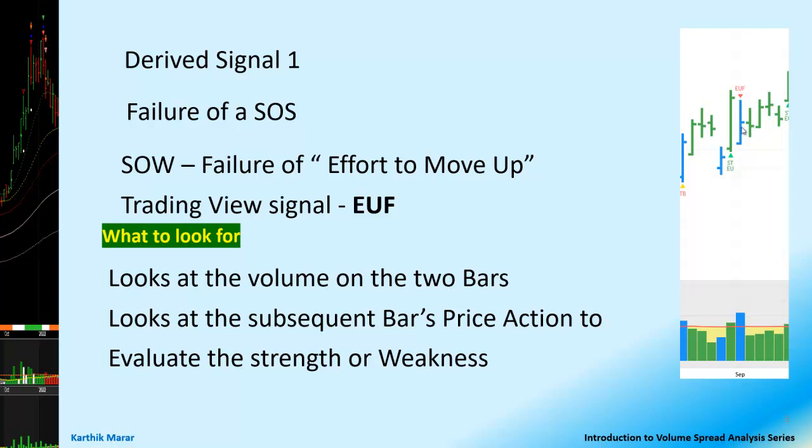So the next bar did not move the prices much down. It was almost an equal fight between the demand and supply. But the next bar you can see it moved up. And that would mean that the demand dominated the supply and it started moving up. So the weakness projected by the EUF bar was not profound and the strength continued.